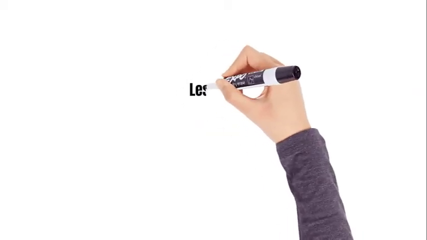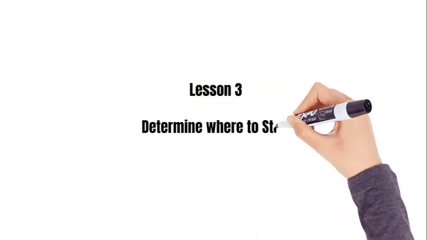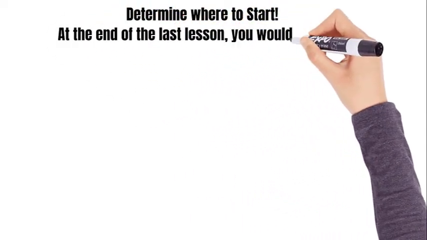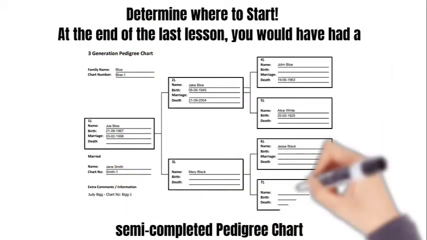So let's get started. Lesson 3. Determine where to start. At the end of the last lesson, you would have had a semi-completed pedigree chart. Kindly open it up now, so we can take a look at it.